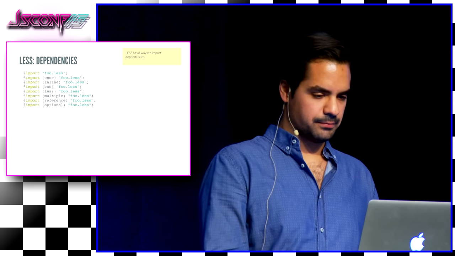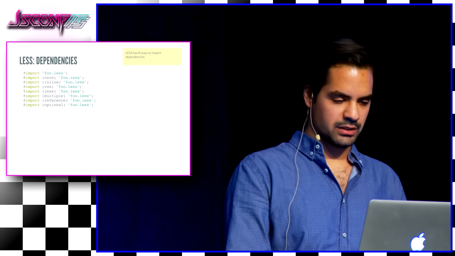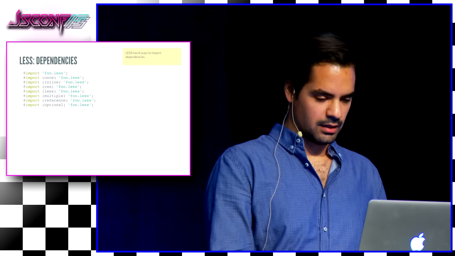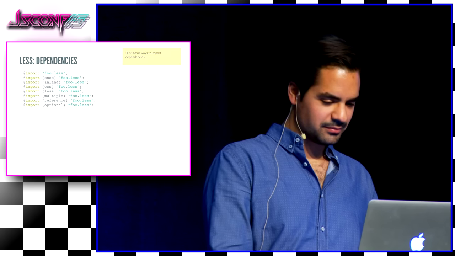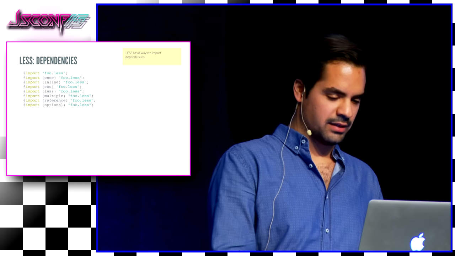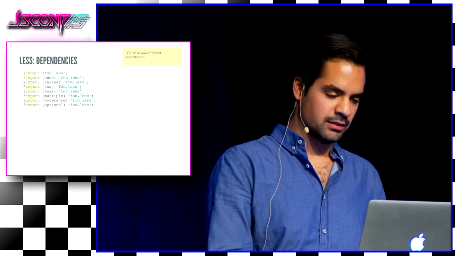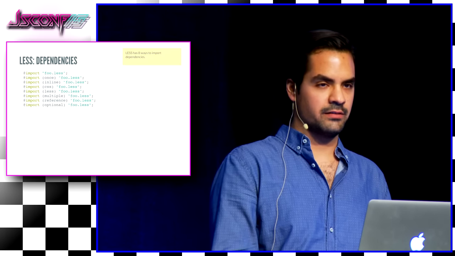Let's take a look at Less. Less gives us a way to import dependencies. Actually, Less gives us 8 ways to import dependencies. And they all have their different semantics. Actually, sometimes they have the same semantics as others depending on the condition of what we're importing. Basically, you end up having to look at the docs every time you want to import something.